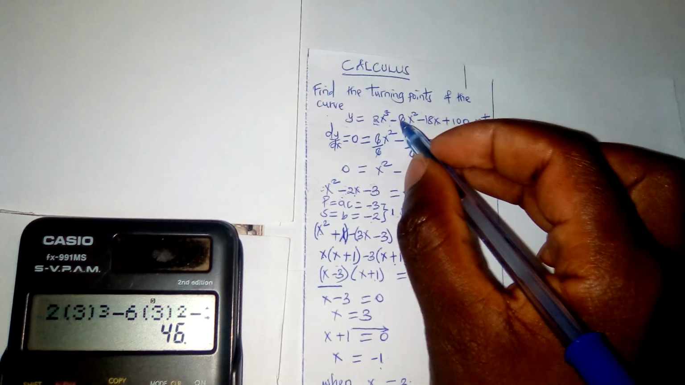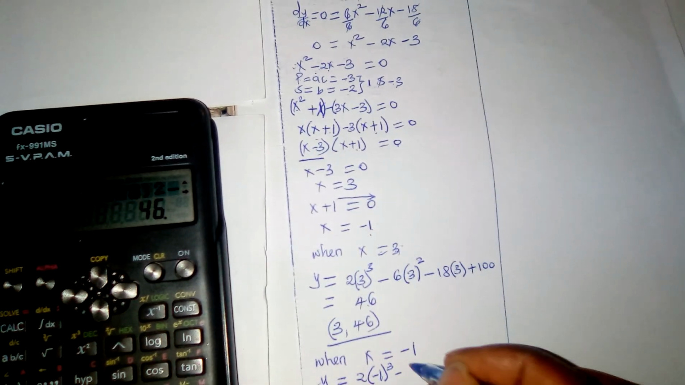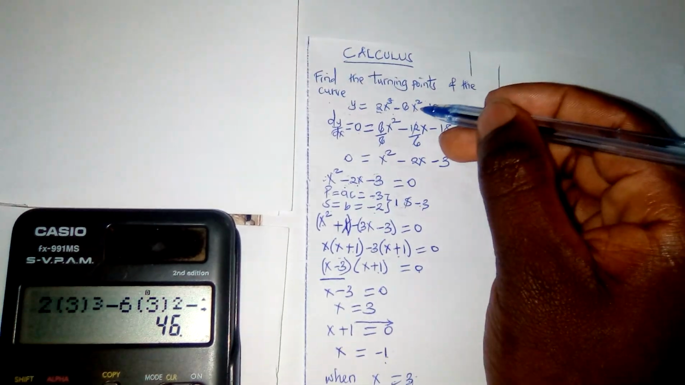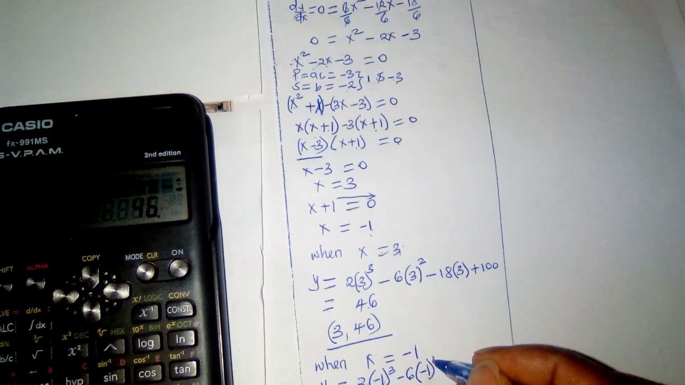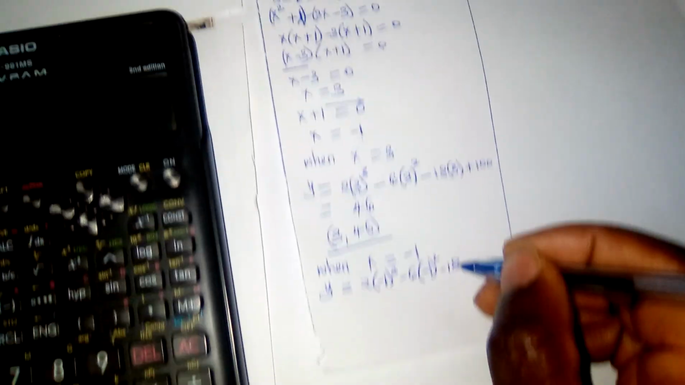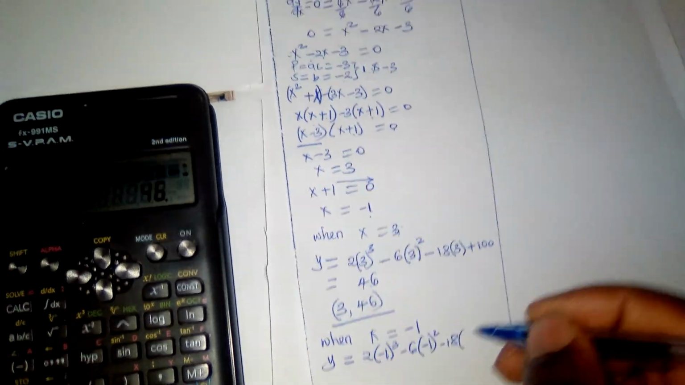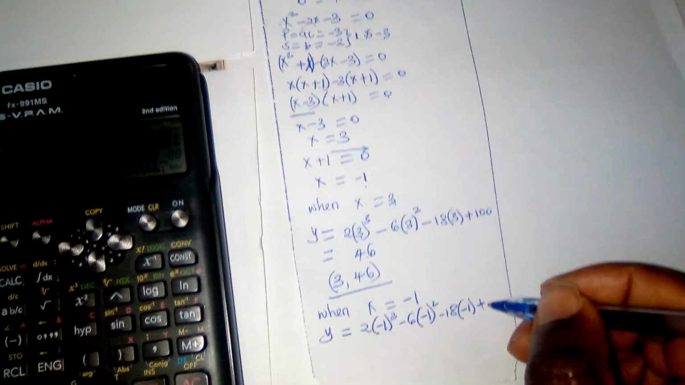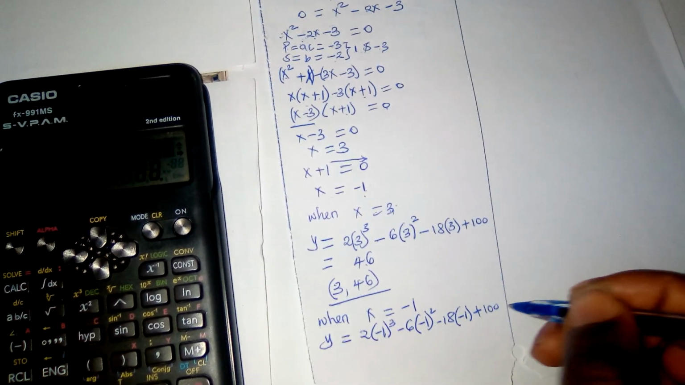Then I have minus 6, and the content of x is negative 1, so it will be negative 1 raised to 2. Then I have minus 18 into x, so I'll write x, which is negative 1. Then a constant, that is plus 100.